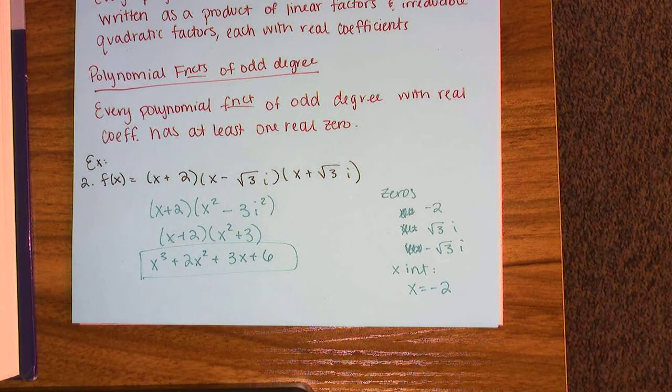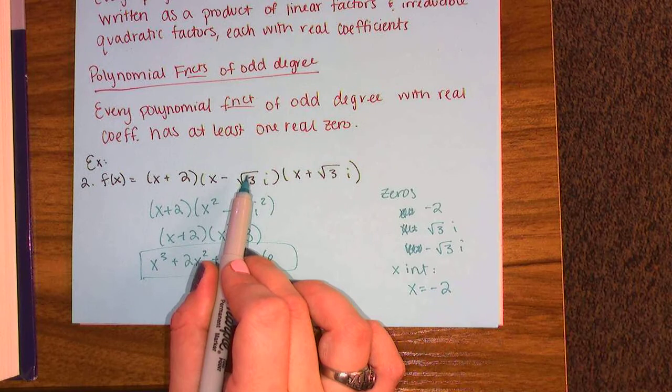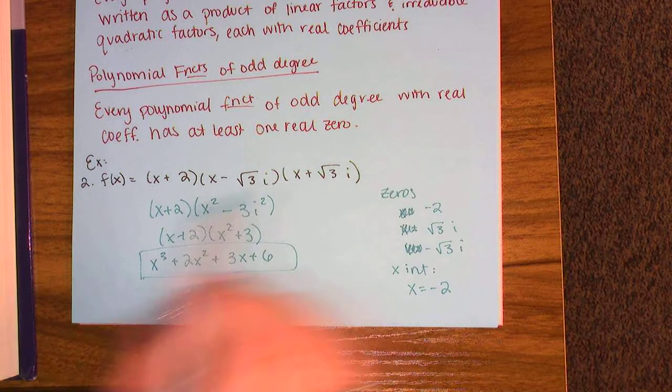You shouldn't have any that end up with any i's left, because obviously, from what we said earlier, if one of these factors is here, you have to have the other one, so they should always be able to cancel.